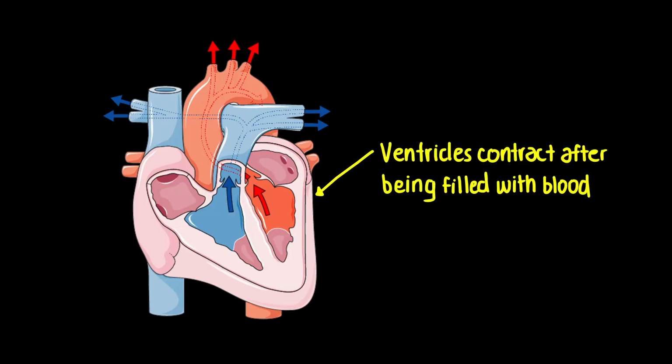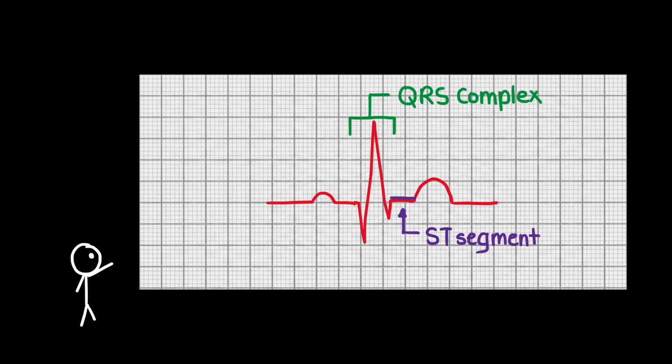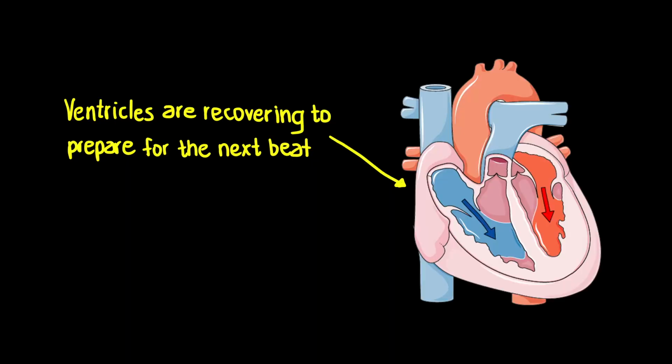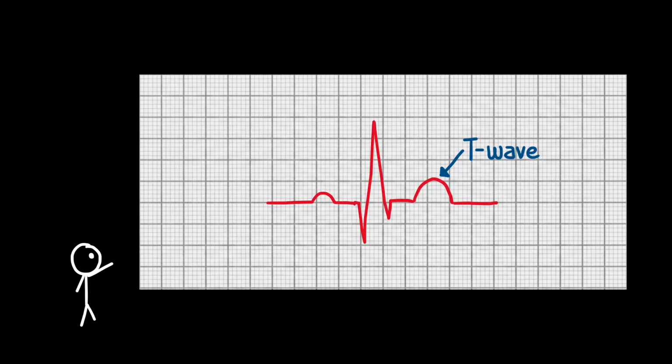The ventricles have now contracted, and the blood went out of the heart into the body. We've seen this through the QRS complex and the ST segment. Now the muscle needs to recover and reset to prepare for the next beat. This recovery, also called repolarization, is called the T wave, and it behaves in a way that surprises almost everyone.